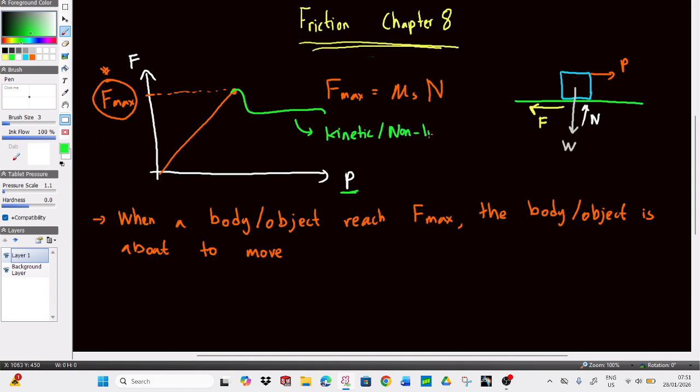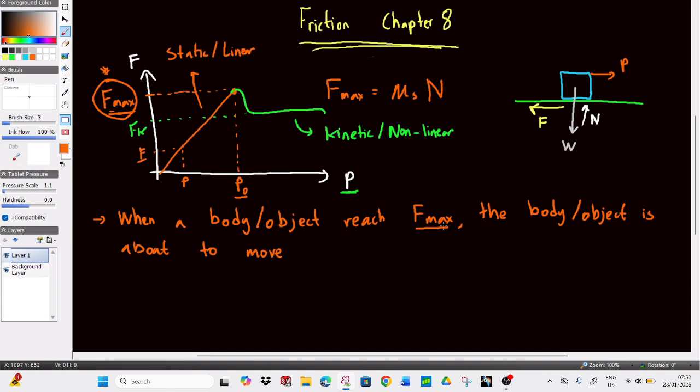That means the body is already moving, because clearly P is no longer equal to F anymore. This F is already the kinetic friction. In the static case, which is a linear case, it won't move, because every single time your P is always equal to F, until your P, maybe I call this P naught, is equal to F max. That's basically the maximum static frictional force.